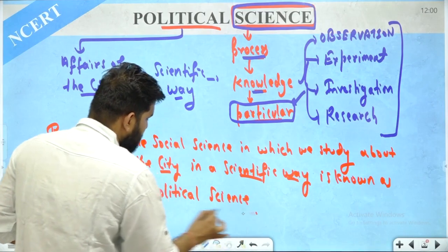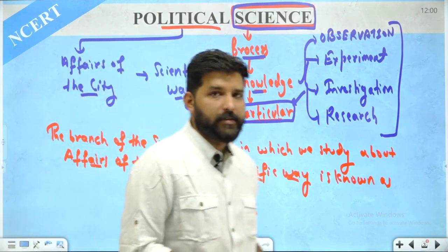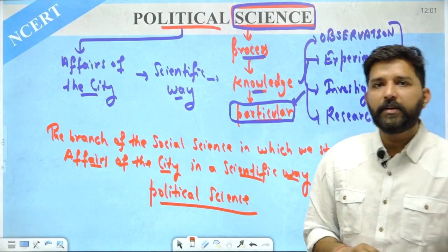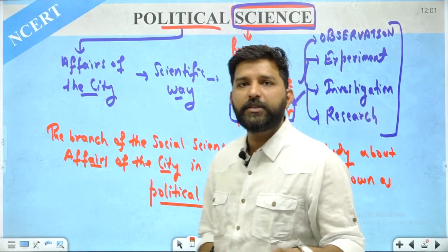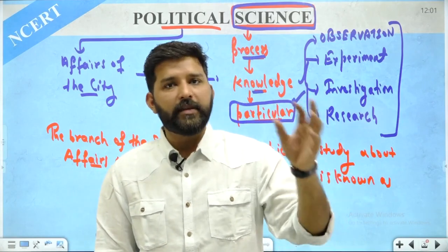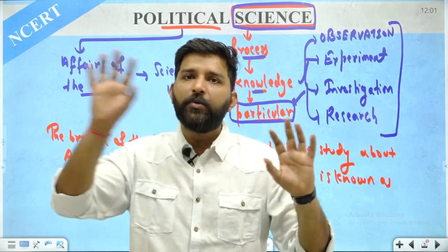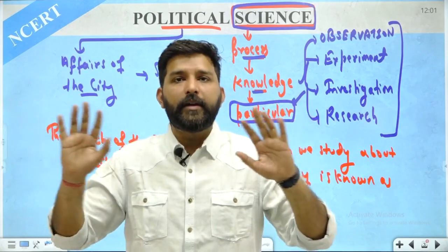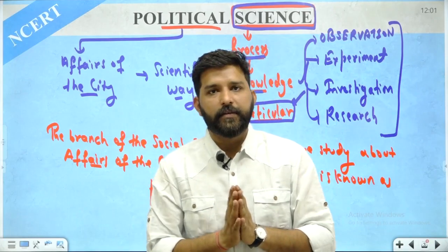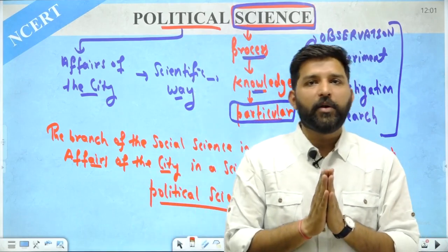So this is the basic definition of political science. The word political means affairs of the city, and the word science means a process of gaining knowledge by observation and experiment. When these observations, experiments, investigation, and research are applied to the affairs of the city, it formulates a branch which is known as political science. So this is the basic understanding of political science.